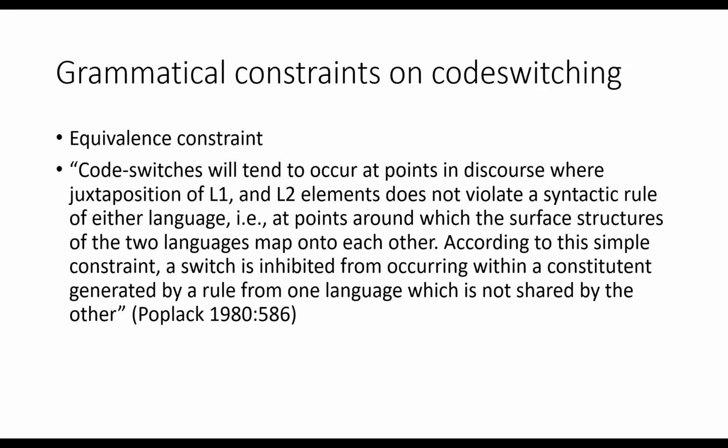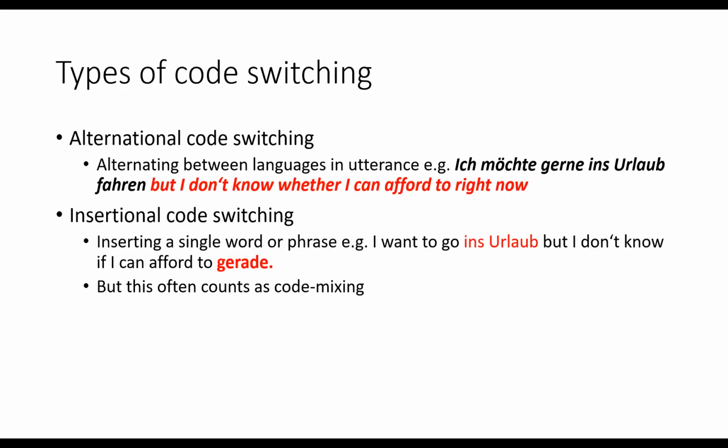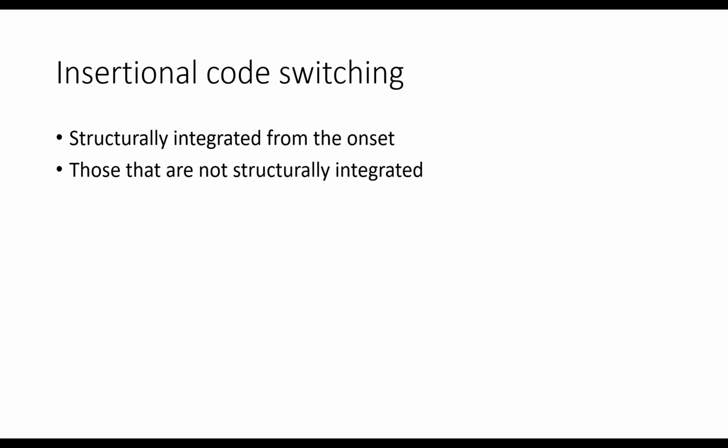I don't have an example there. So we'll go back, far back here, to the insertional code switching. I want to go into Urlaub. It couldn't break the rule of German or English. The grammatical structure still has to be in place. So we couldn't say I want to go on Urlaub. Well, you could have said that because it would still fit the surface structure. So the surface structures must be compatible. If they can't be compatible, the switch can't take place at that specific point.